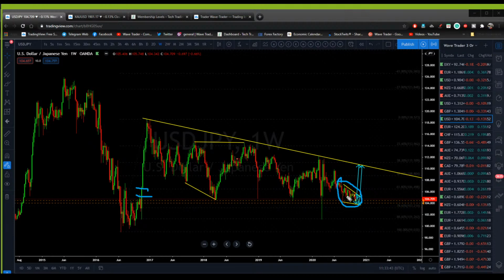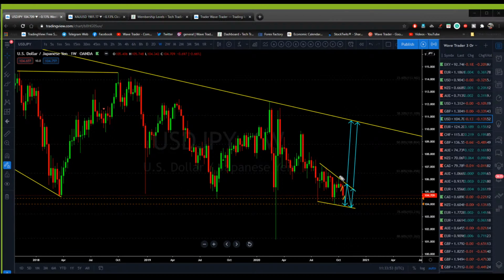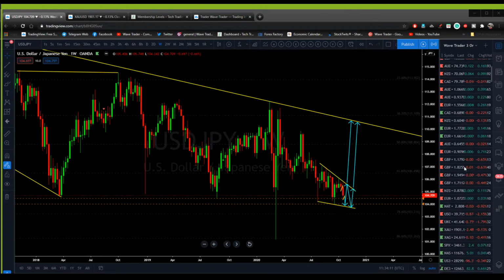Price is not going to stay there, guys. The price is not going to stay there within that wedge. You see how many weeks we're staying there? A lot of weeks, since June, July. So price is not going to stay there within that. So the best opportunity is going to be the dollar yen.